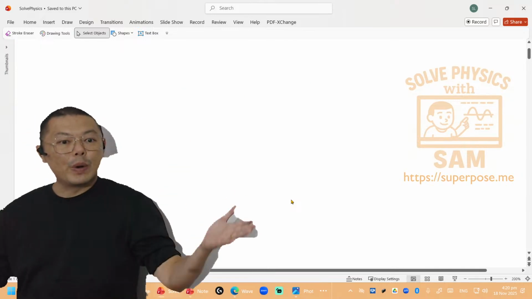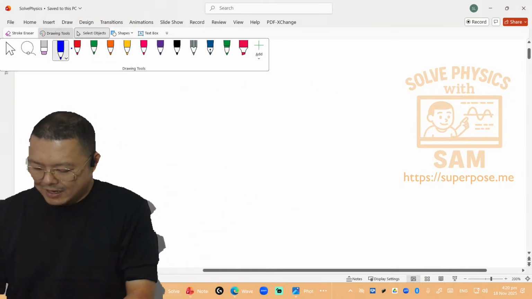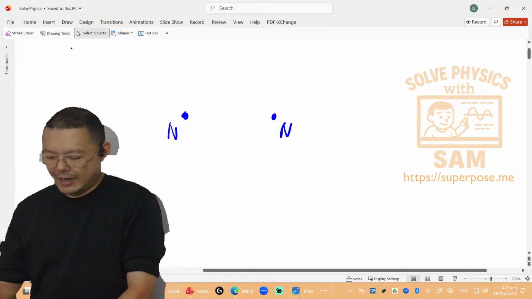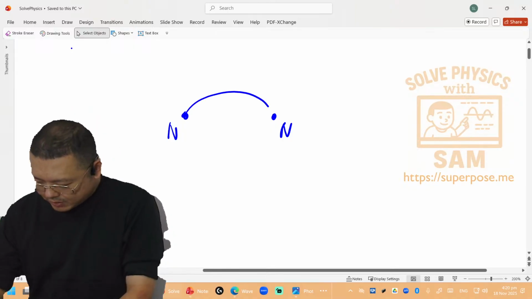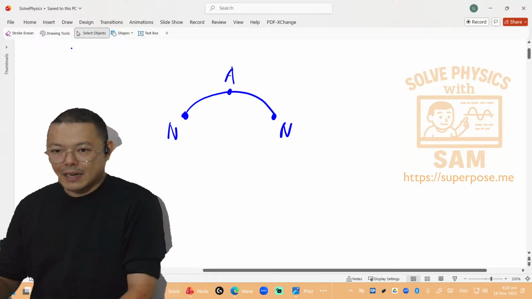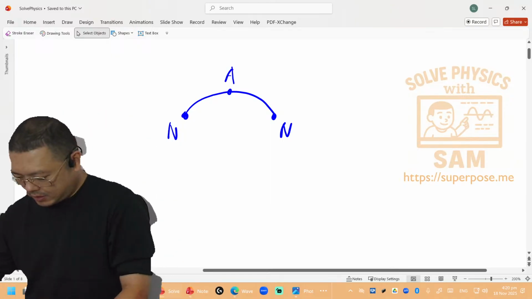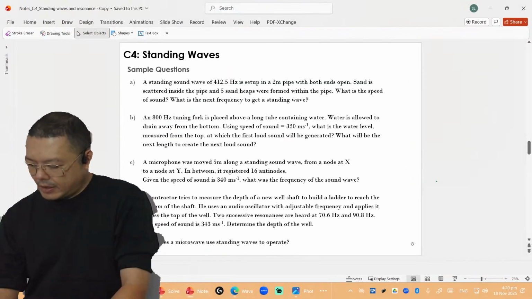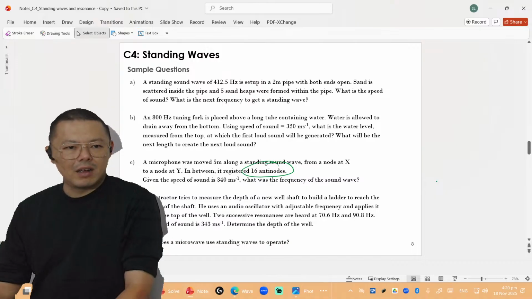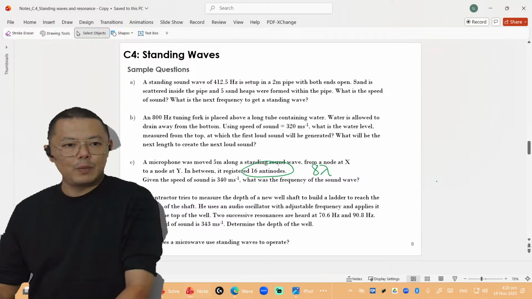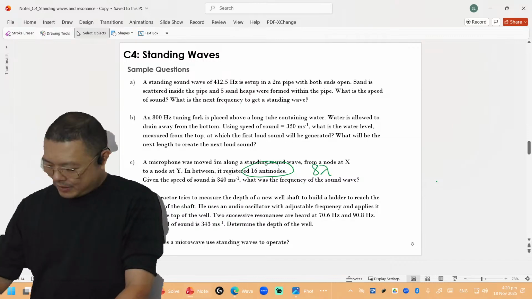So you're basically doing wave counting. Let's say you had a node and then another node. Between two adjacent nodes, how many antinodes are there? You have only one antinode. But the question says that you have 16 antinodes. So how many waves is that? 8 waves, 8 wavelengths. Yeah, 8 wavelengths.